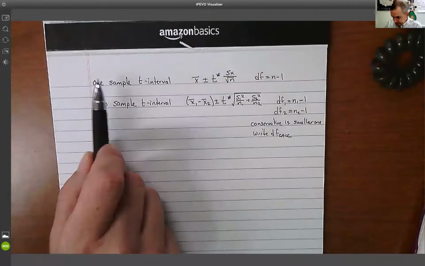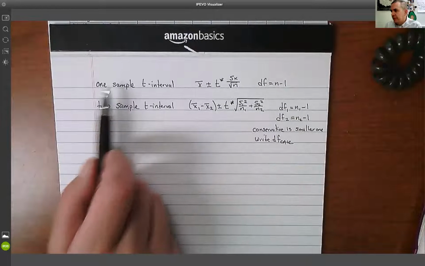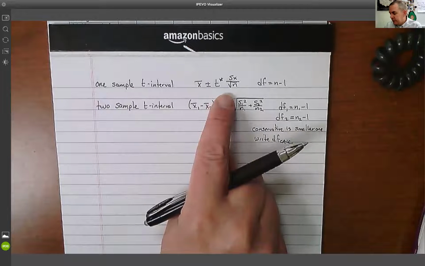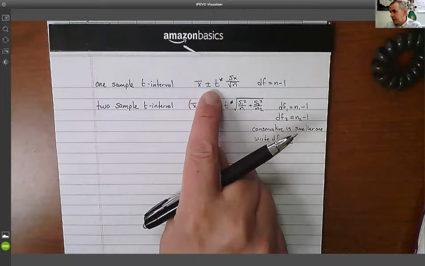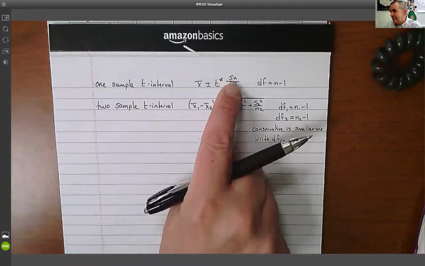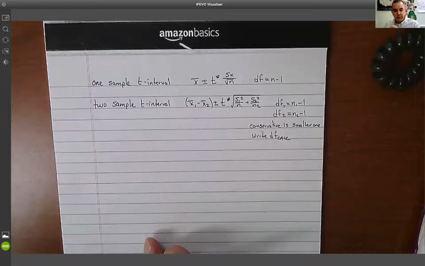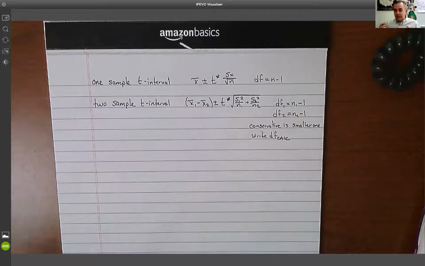The first one we talked about is called the one sample t interval. It's where we have literally one sample. And what we have is our x bar plus or minus t star, sx over square root of n. Basically, it's how I figure out my interval if I'm trying to estimate the real answer based on one sample.